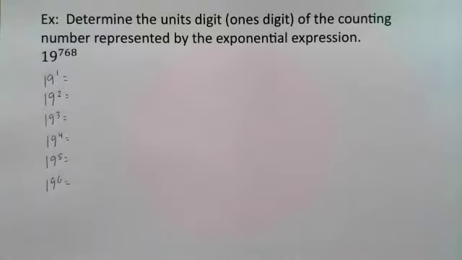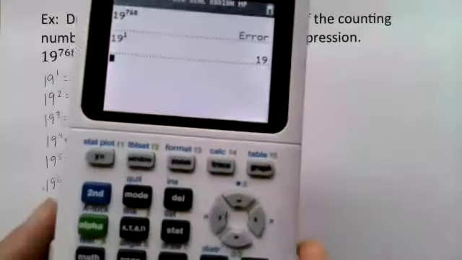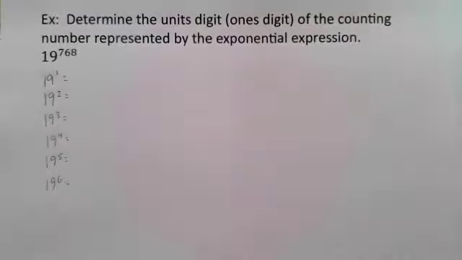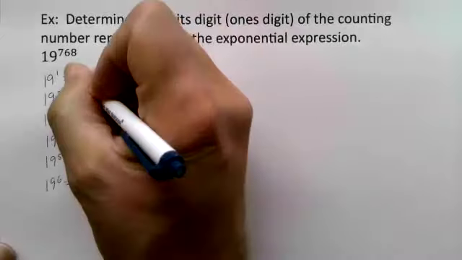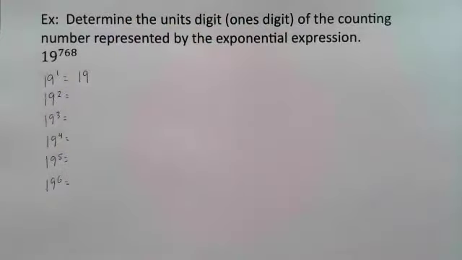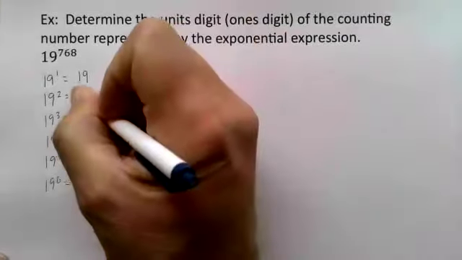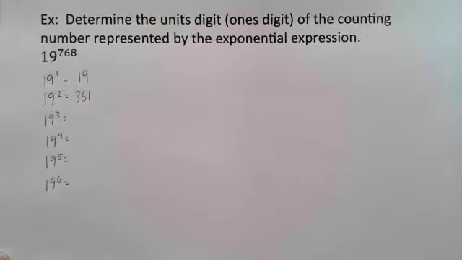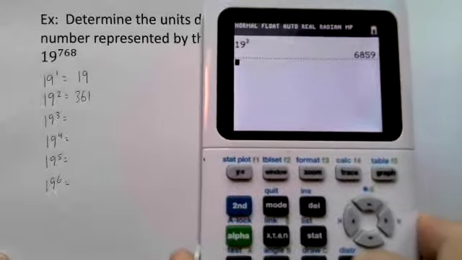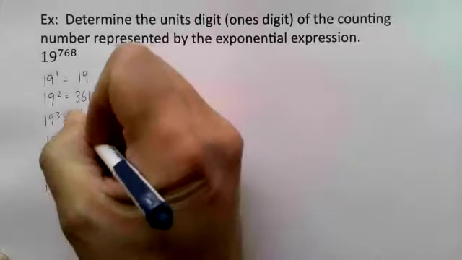Like 19 to the power of 1. We shouldn't really need a calculator for 19 to the power of 1, but it's 19. 19 to the power of 2. What does that mean? That means 19 times 19. That's 361. 19 to the power of 3. That's 19 times 19 times 19. That's 6,859.